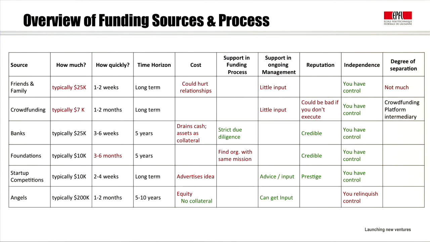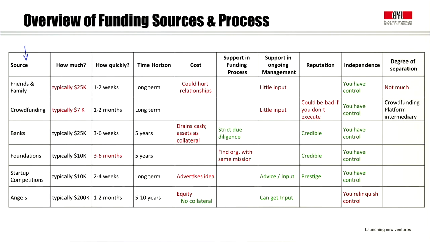Okay, so what we presented here is an overview of the sources of funding for seed and startup phases and the process that you have to go through. It's basically on one page everything we just discussed. Now what we did here is on this side we put the source of financing, and then we wrote in red ink things that the entrepreneur should be aware of, and in green some of the pluses involved.